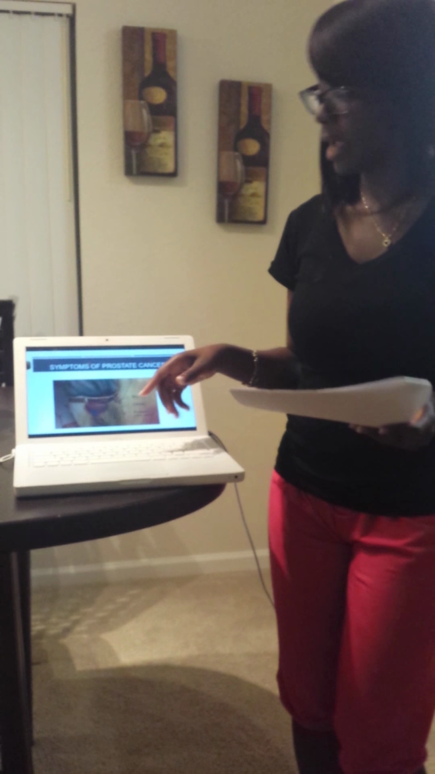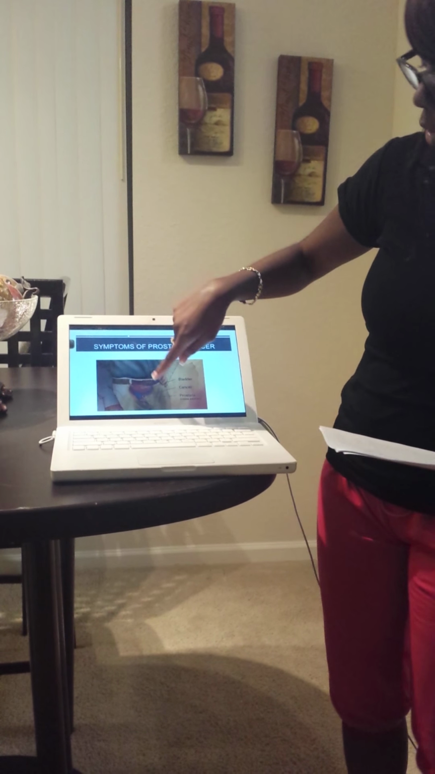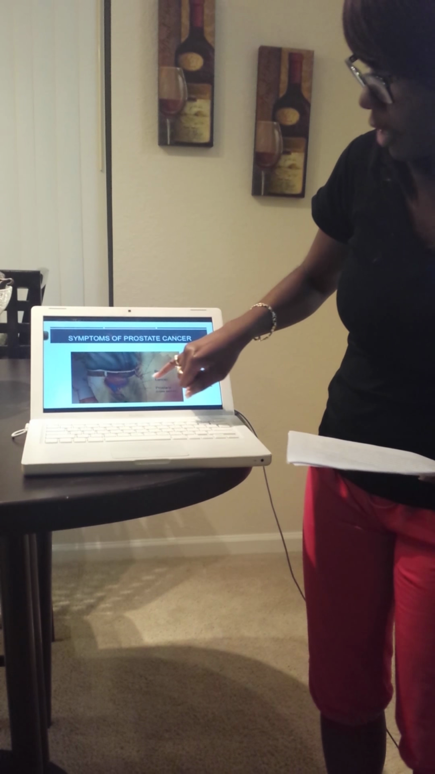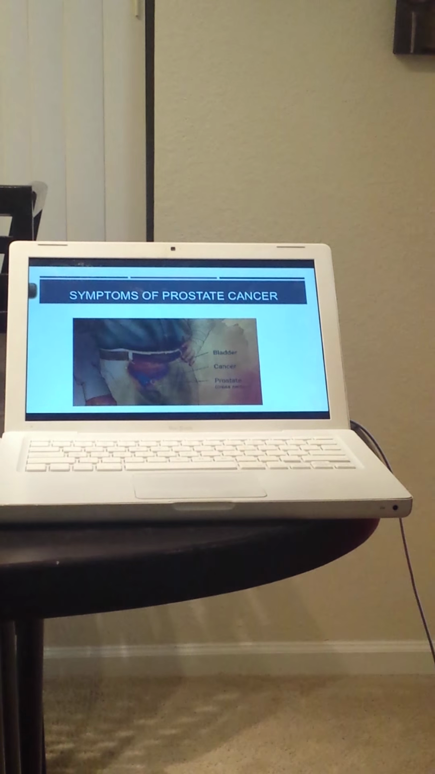Okay, so here we have an image of a male prostate, the male bladder right above the male prostate, and it shows if there was a possible cancer. So there it shows prostate cancer.